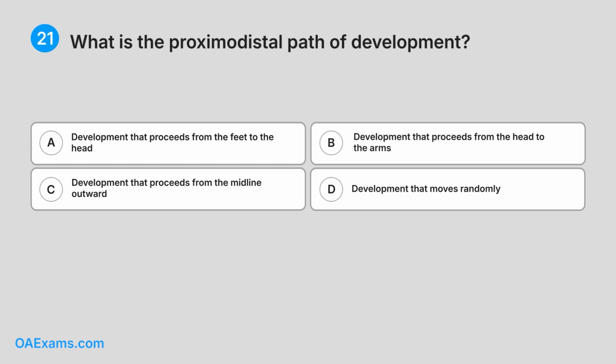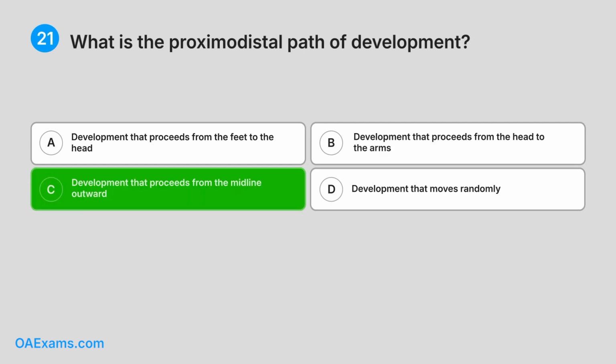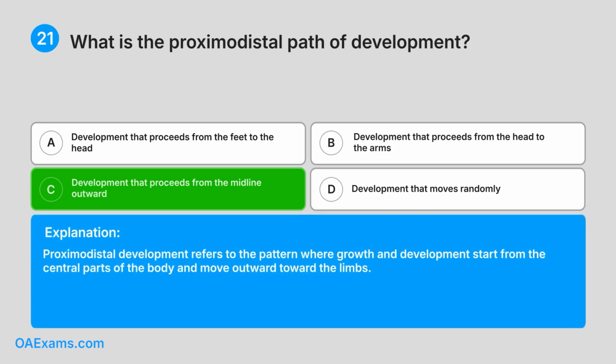Correct answer: C. Development that proceeds from the midline outward. Explanation: proximo-distal development refers to the pattern where growth and development start from the central parts of the body and move outward toward the limbs.